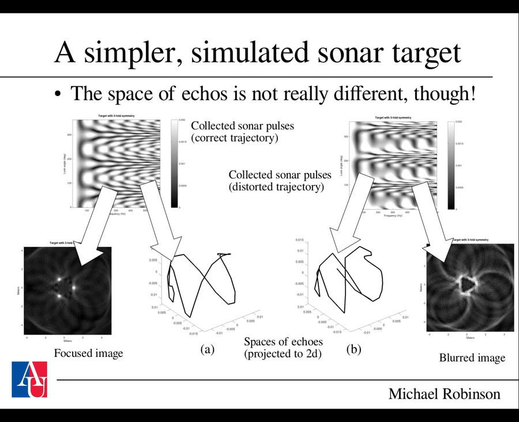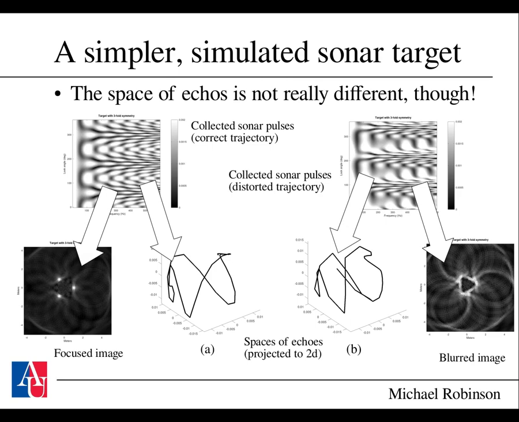So here's a much simpler sonar target. Again, this is the 3-point target that we had seen on one of the previous slides. The data that we had seen was on the upper left. What happens if instead of traveling around the circle at a nice uniform speed, you do not? Well, it distorts the data in some fashion, so you get the picture on the upper right.